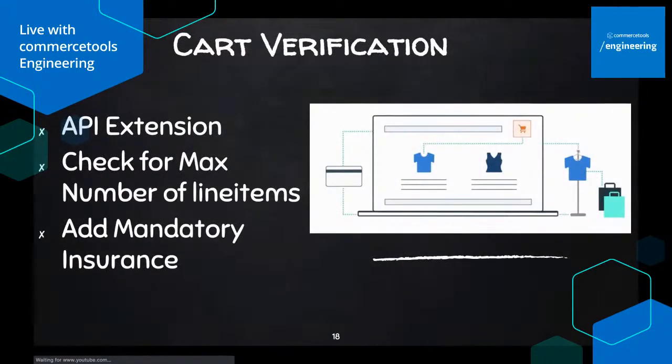A second recipe here is for cart verification. This is an API extension, which you could create via the plugin. You can check for the max number of items in a cart. For example, you can make sure there are no more than 8 crates of a beverage that can be ordered at once. You can then calculate custom shipping costs and add in mandatory items, add in mandatory insurance. This all happens before the API returns to the client. It is in the middle of the API and platform call, an API extension.